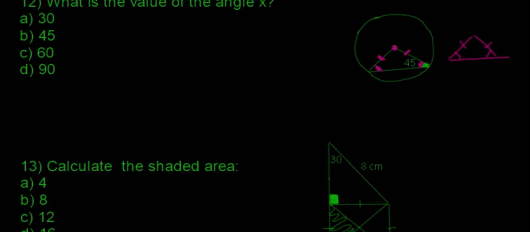Reason being, this is a radius and this is a radius, which is why they are equal to each other, so the angles also have to be equal to each other. So the value of the angle x is 45 degrees. Let's take a look at the next question.